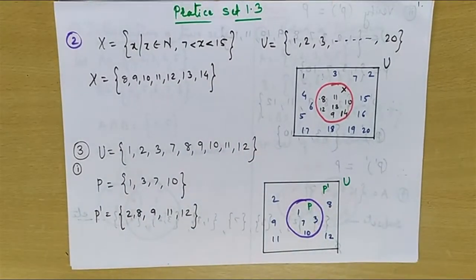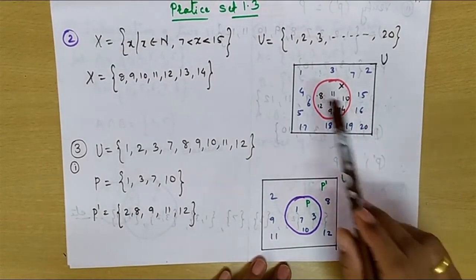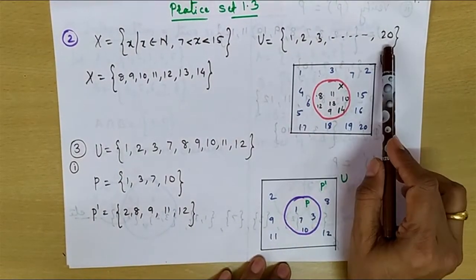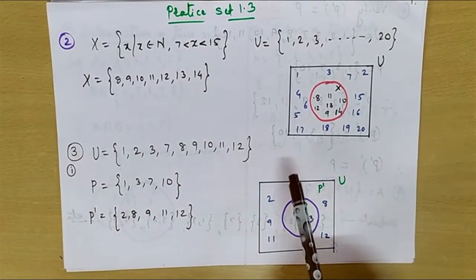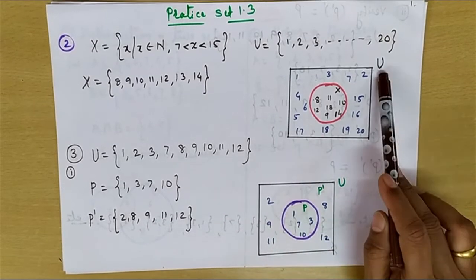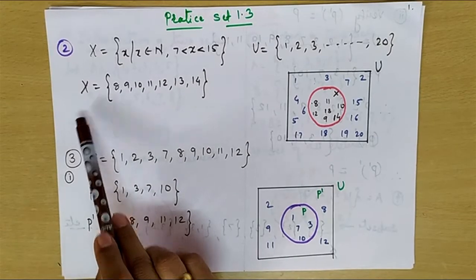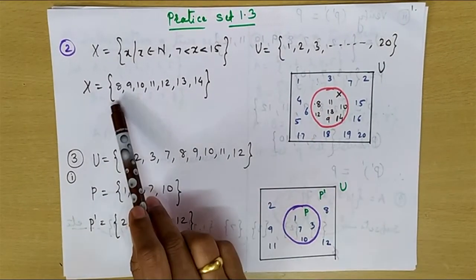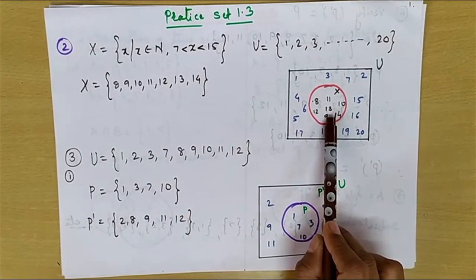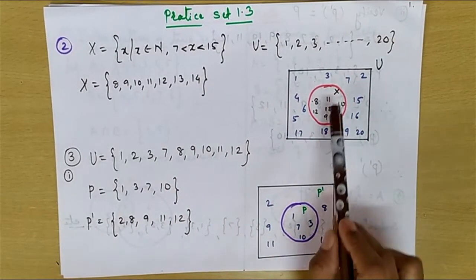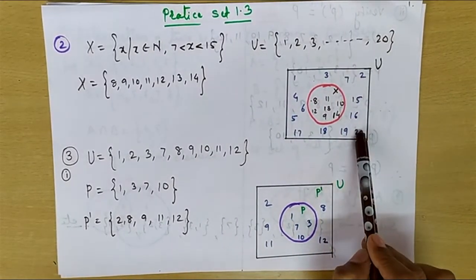Okay. Now you have to draw the Venn diagram for this. Universal set is from 1 to 20, natural numbers from 1 to 20. So the Venn diagram will be: draw a rectangle for the universal set and the circle will represent the set X. Inside, the elements will be 8, 9, 10, 11, 12, 13, 14. That will be set X, and the elements apart from set X will be the elements from the universal set.